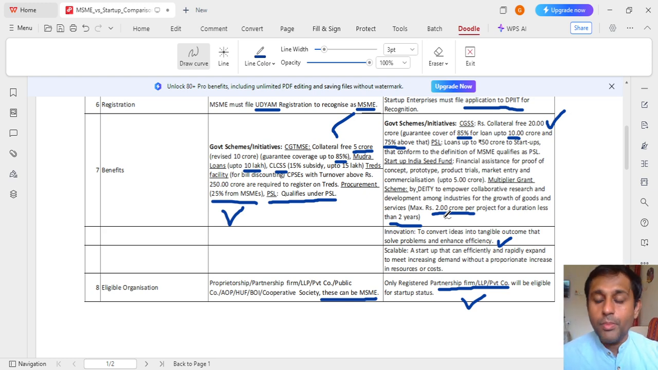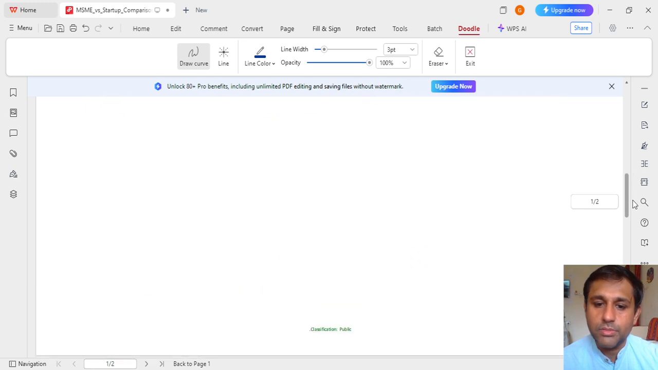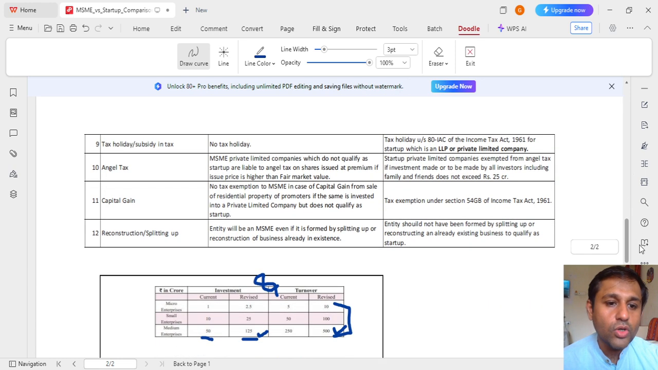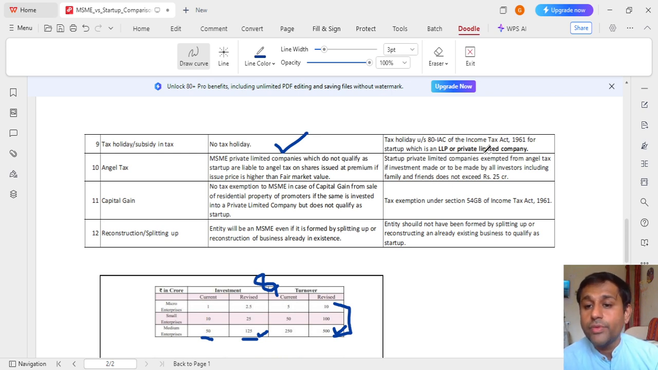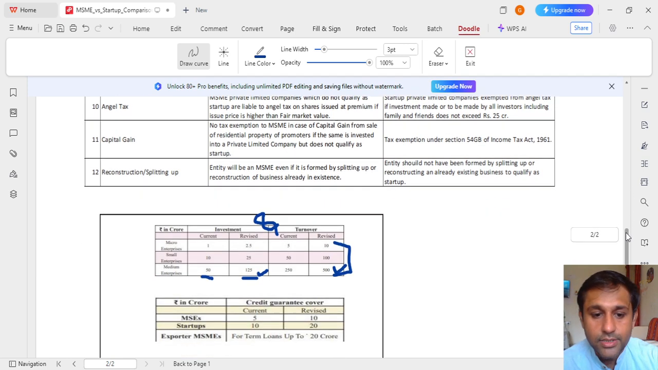But the government has given more incentive to startups in the form of tax incentives. So let's discuss the tax incentives which are not available to MSMEs. First and foremost, there is a tax holiday available to startups. There is no tax holiday available to MSMEs. Under section 80 IAC of the Income Tax Act, any startup which is an LLP or private limited company is given a tax holiday of up to 3 years. Now, a registered partnership firm that is a startup will not be eligible for a tax holiday under section 80 IAC. So let's discuss what section 80 IAC is.